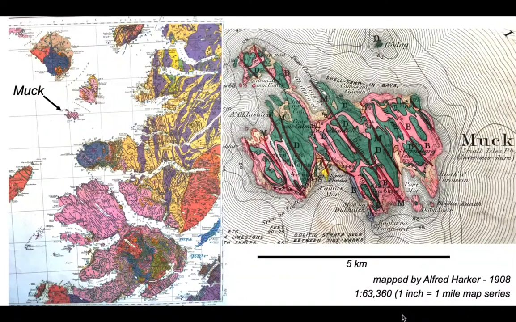And you can see on this map, which was published in 1908, it shows mapping by pioneer igneous geologist Alfred Harker, and the map is hand-coloured. The pink and green are the lavas, and cutting across the map are those diagonal stripes of thin strips of red, which are the basaltic dikes.